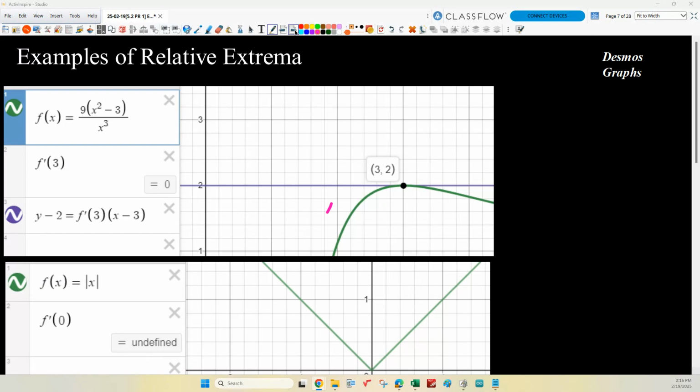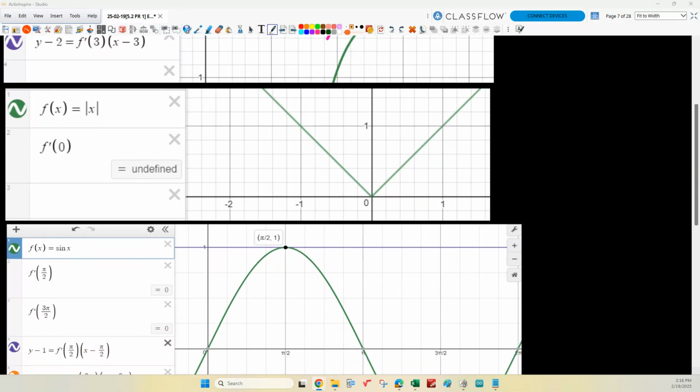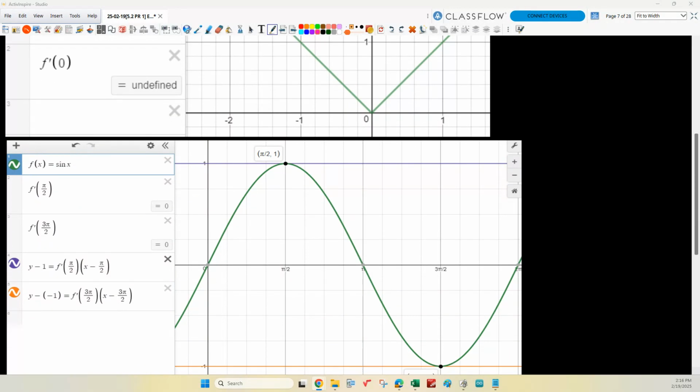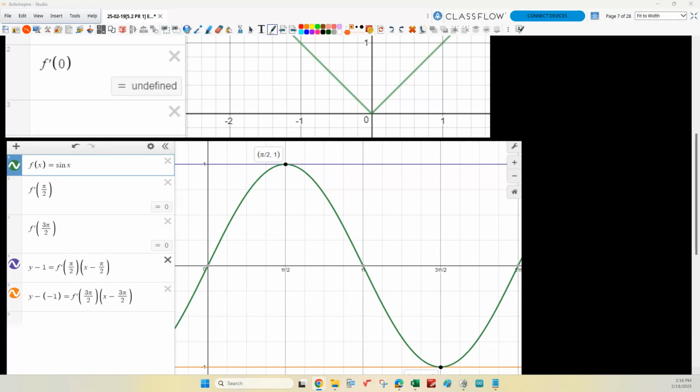What do you notice about the tangent line at that point? What's the slope of the curve at that peak? It's 0, isn't it? Yeah, okay, that's interesting. Here's another one, sine function. Notice that has a flat, horizontal tangent line at that relative maximum and at that relative minimum, right?